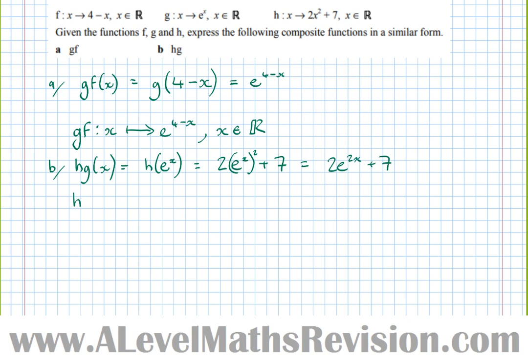And given it in a similar form to what the question wanted, hg takes x, maps it to 2e to the 2x, adds 7, where x can take any real number.